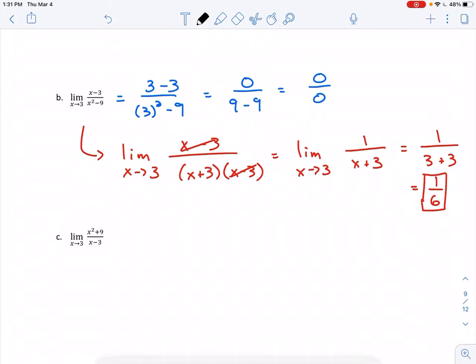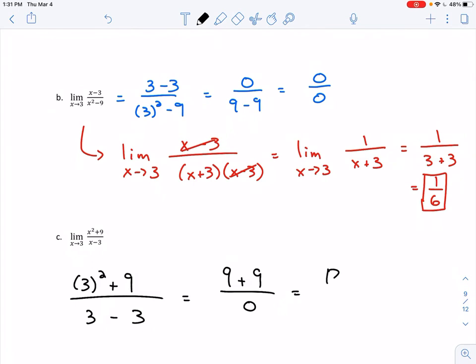So let's see, I'm going to have 3 squared plus 9 divided by 3 minus 3. Here I've got 9 plus 9 over 0, which is 18 divided by 0. This time I have 0 in my denominator, but not in my numerator, so that means this limit does not exist. No more work needs to be done.